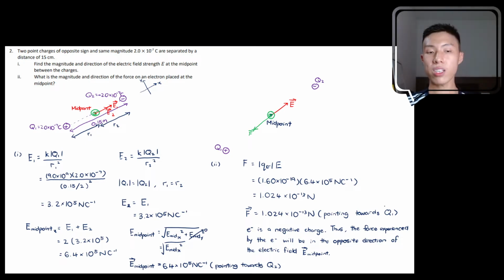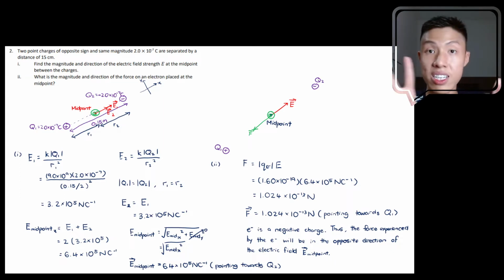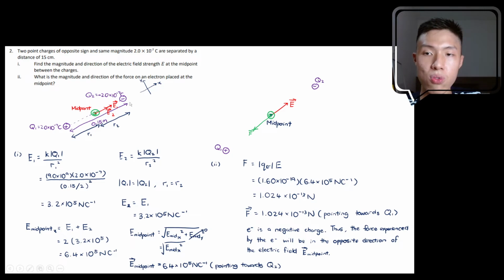Everything here should make sense. Question number 1 is focusing on step 1. Since we said just now it's a 2-stage process, this is stage 1. Q1 and Q2 produce an electric field and they overlap at the midpoint. To determine the electric field, you find the electric field produced by each charge, then you sum them up by considering the direction. That's what you do in the first question.